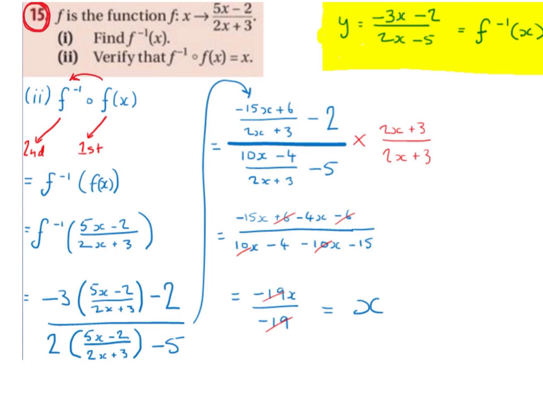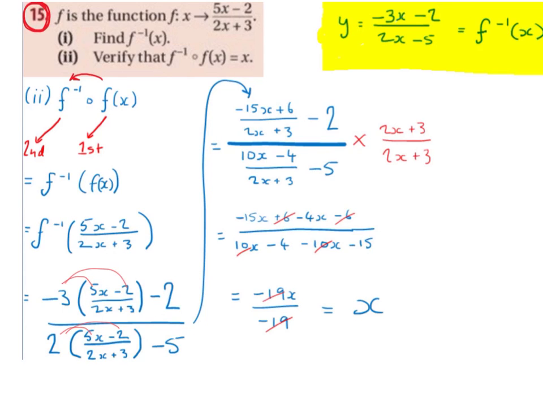So now all we have to do is multiply out our brackets and simplify. So I'm going to do minus 3 by 5x gives me minus 15x. And minus 3 by minus 2 gives me plus 6. Then 2 by 5x gives me 10x. And 2 by minus 2 gives me minus 4.